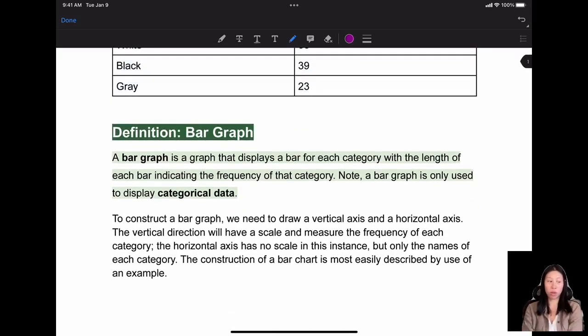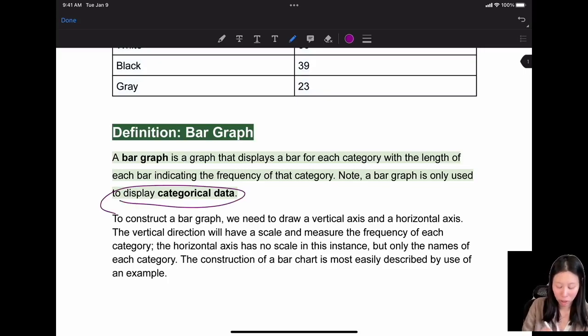So what is a bar graph? A bar graph is a graph that displays a bar for each category, with the length of each bar indicating the frequency of the category. Note, a bar graph is only used to display categorical data. To construct a bar graph, we need to draw a vertical axis and a horizontal axis. The vertical axis will have a scale and measure the frequencies of each category. And the horizontal axis has no scale in this instance, but only the names of each category.